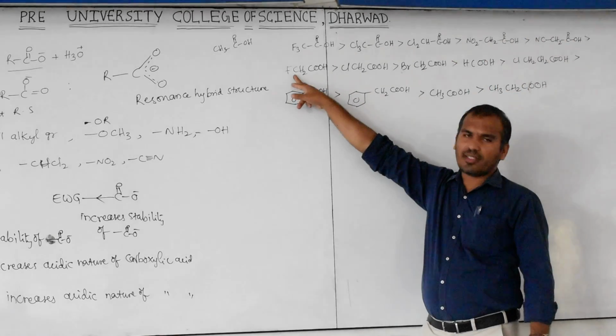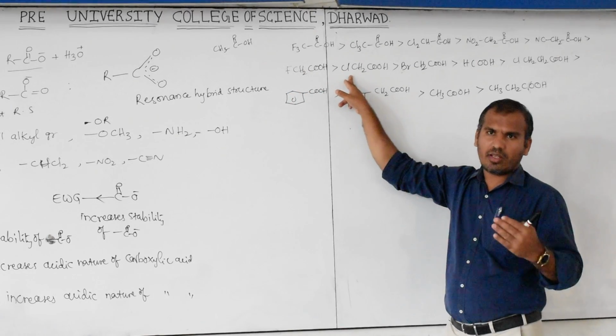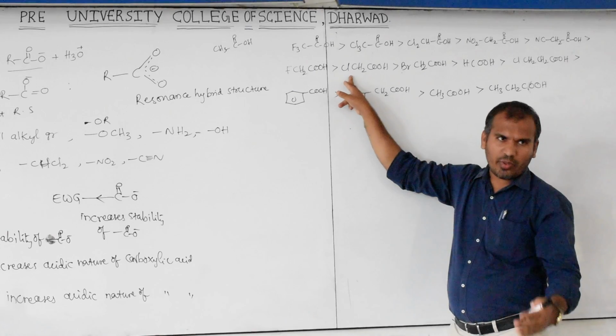Now here fluorine is there. Here chlorine. We know the order of electronegativity: fluorine, chlorine, bromine, iodine.